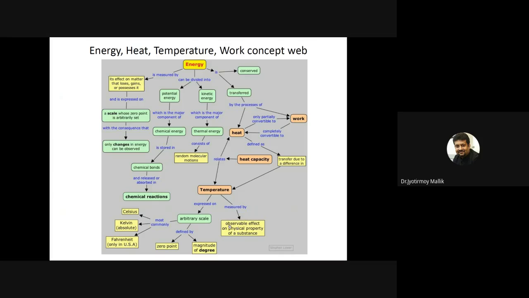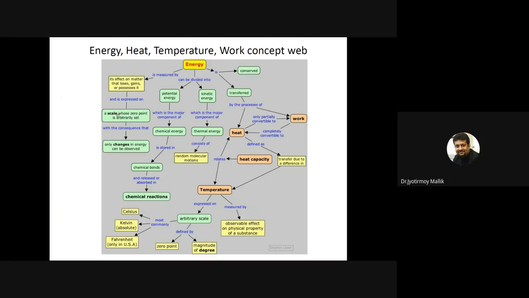The temperature is measured by an observable effect on a physical property of a substance. For example, in a thermometer, we see the expansion of mercury, right? We see how the mercury column length is increasing due to the expansion of the mercury when it is put at an elevated temperature, right? So the observable effect on a physical property, in this case the expansion of mercury, is a measure of the temperature.